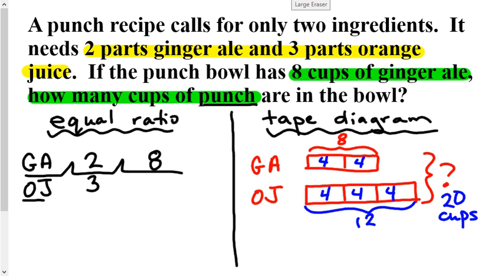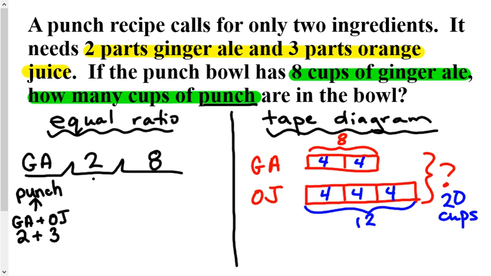But what you hopefully now should see is it's going to be more useful perhaps to solve this problem by saying the ratio of ginger ale to punch. And you might say, well, that's not the ratio that's given to me. And it's not, but it is a ratio we can figure out because we know that the punch is made from ginger ale and orange juice. And if I put those together, 2 parts ginger ale plus 3 parts orange juice, that gives me 5 parts punch. And so that's where that 5 comes from. So the ratio of ginger ale to punch is 2 to 5.